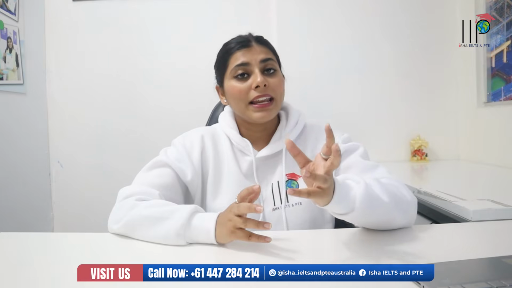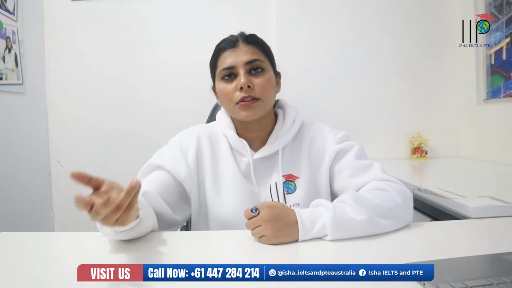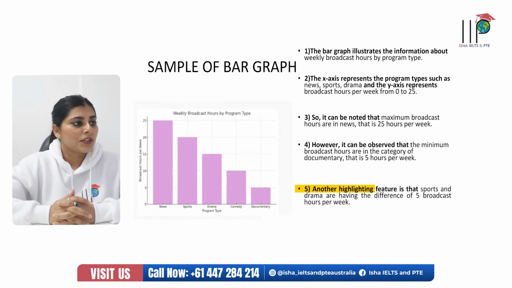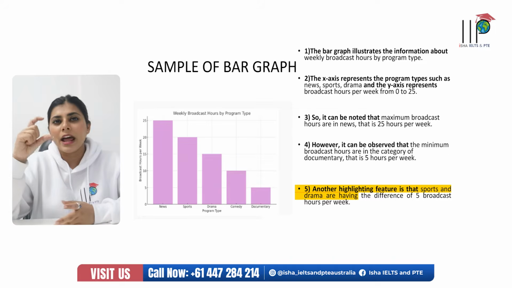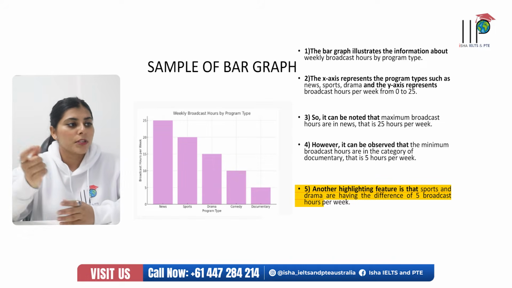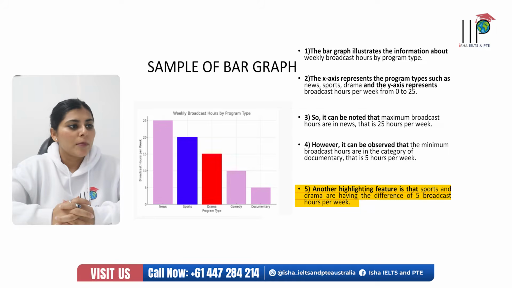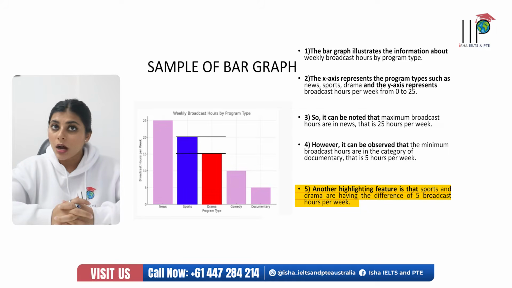In the next point, which is another highlighting feature, you can talk about any aspect which is equal, and if there is nothing equal in the image, you can just compare two other elements as well. So here I am going to say that another highlighting feature is that sports and drama have a difference of 5 broadcast hours per week.